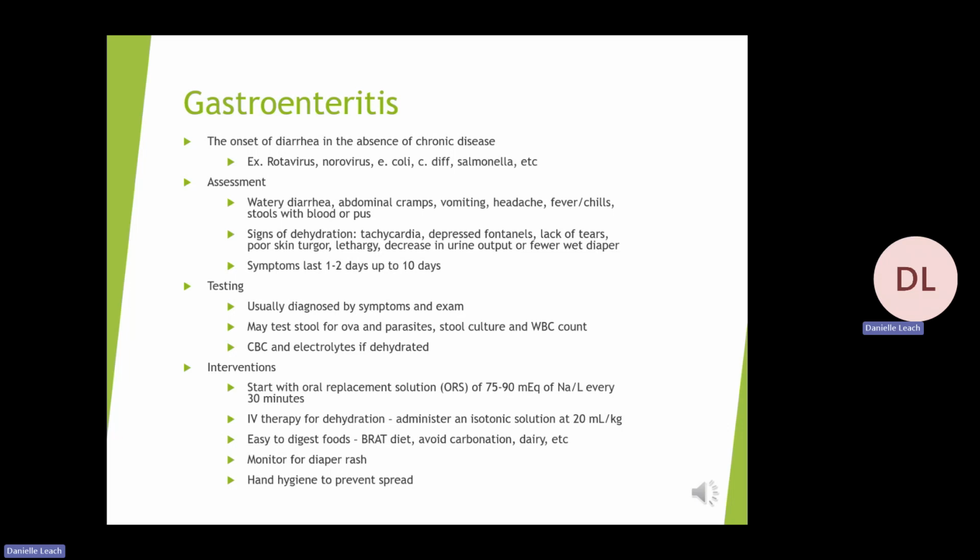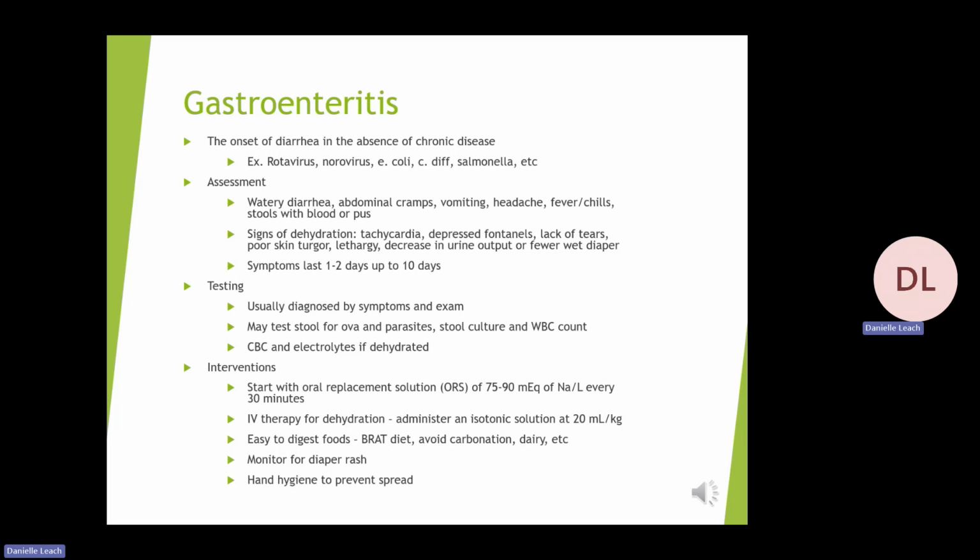They could also have signs of dehydration if they're having a lot of vomiting and diarrhea. So things like tachycardia, depressed fontanelles or sunken fontanelles in a baby, a lack of tears, especially in a baby, poor skin turgor, lethargy, a decrease in urine output, or fewer wet diapers than normal. The symptoms can last just 1 to 2 days or all the way up to 10 days.